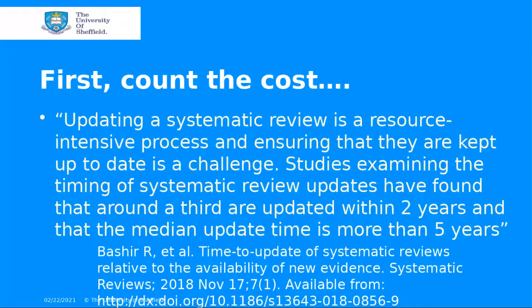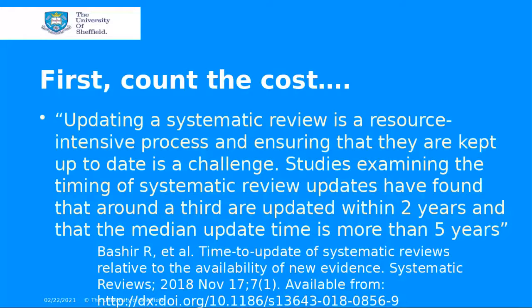But bear in mind that updating a systematic review is not an easy option. It's a very resource-intensive process, and it's very hard to ensure that reviews are kept up to date. Studies that have looked at how long it has taken between a systematic review being produced and an update have found that around about a third of these are updated within 2 years, but more typically that the median update time is more than 5 years.